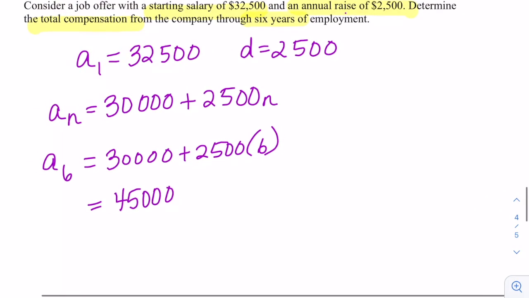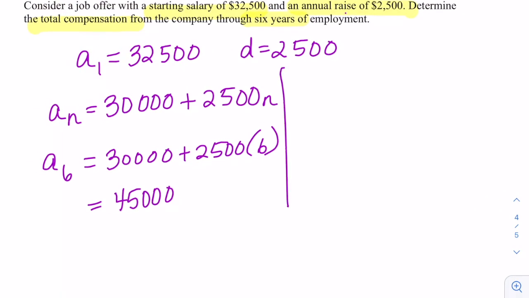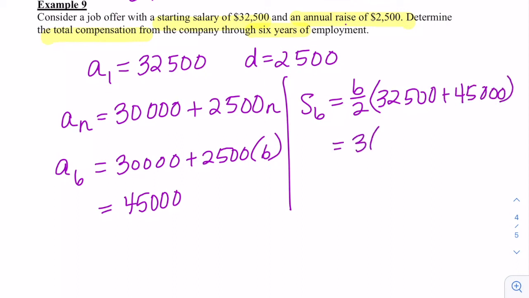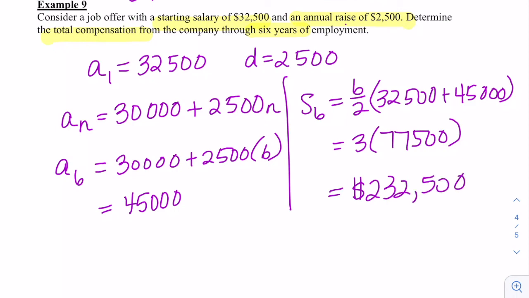And so if we want to figure out the total earnings after 6 years, that's going to be 3 pairs. So it's 6 divided by 2, and then we're adding 32,500 and 45,000. So 3 times 77,500 equals 232,500 for all 6 years.